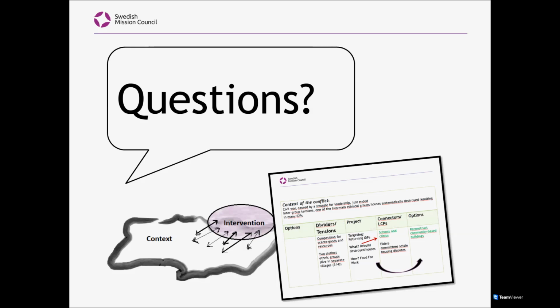Another aspect is that if you're analyzing a context that's very complex, with multiple actors and several conflict lines, it's useful to do separate analyses. So it could be a good idea to do multiple lists of dividers and connectors. So you would use this framework that I showed you several times, instead of packing them together.